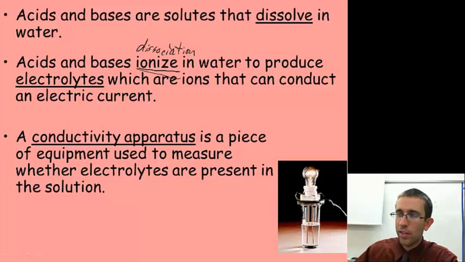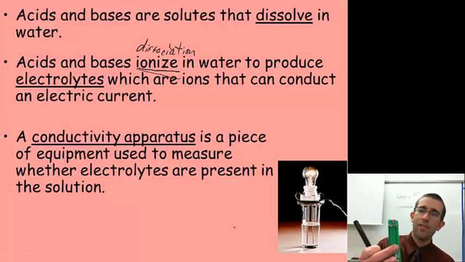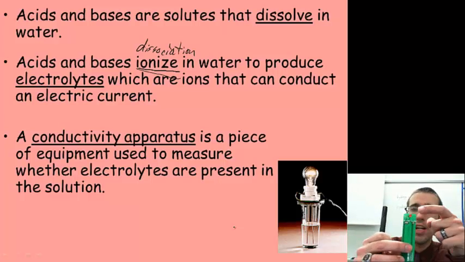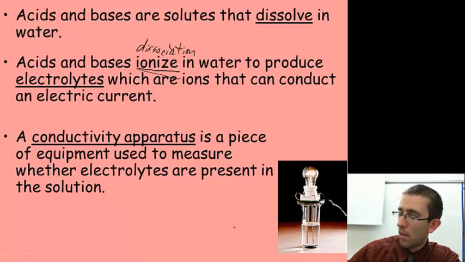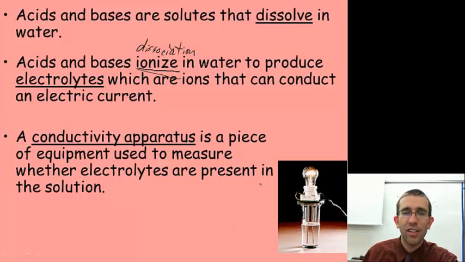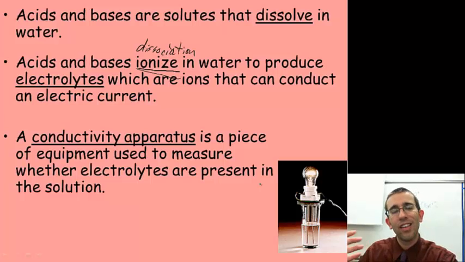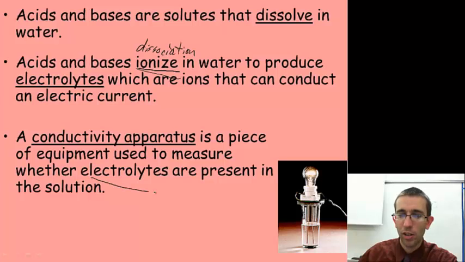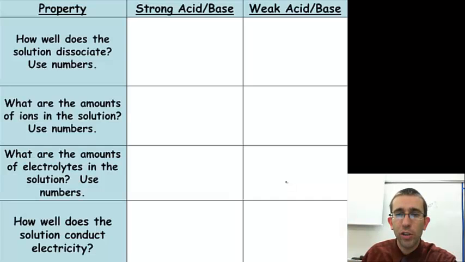And we use a conductivity apparatus. We've used them before in class. Remember, we had this one with the light that lit up if it conducts electricity. In the picture down here, we have a light bulb. So this is a conductivity apparatus. Basically, when you put it in, the light will light up. That means the solution conducts electricity. That means it is an electrolyte. So if you put a conductivity meter into an acid or base, it will conduct electricity. The problem is, how well will it conduct?